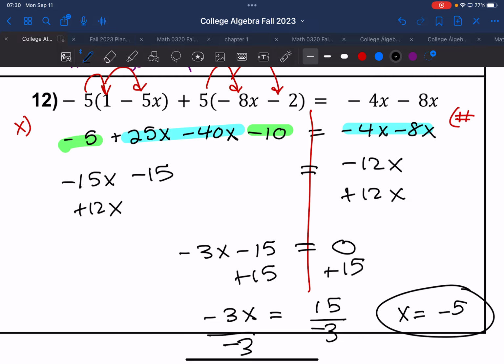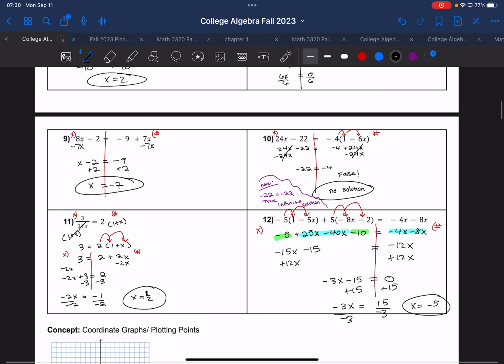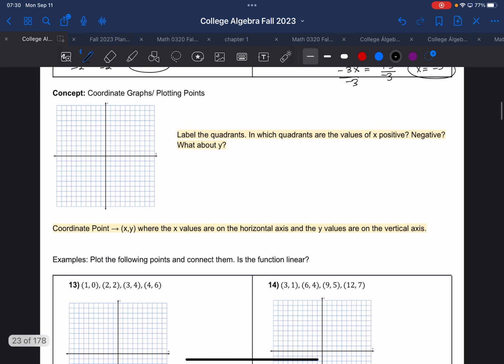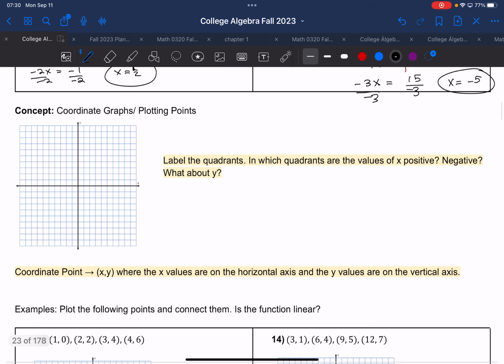Any questions on, what was this concept? Multi-step equations. Next concept is coordinate graphs and plotting points. So it says label the quadrants. In which quadrants are the values of x positive, which ones are negative, and what about y?